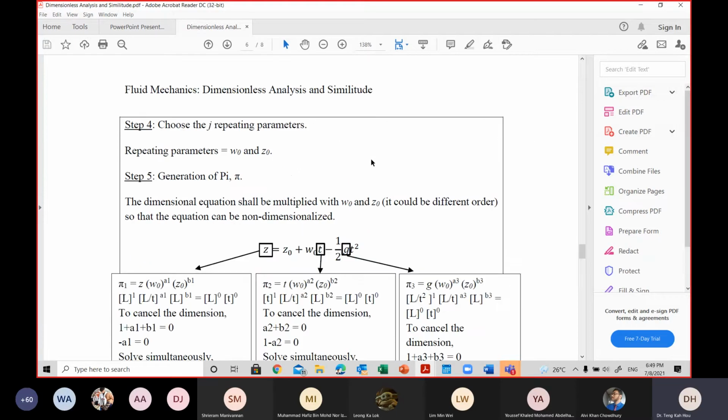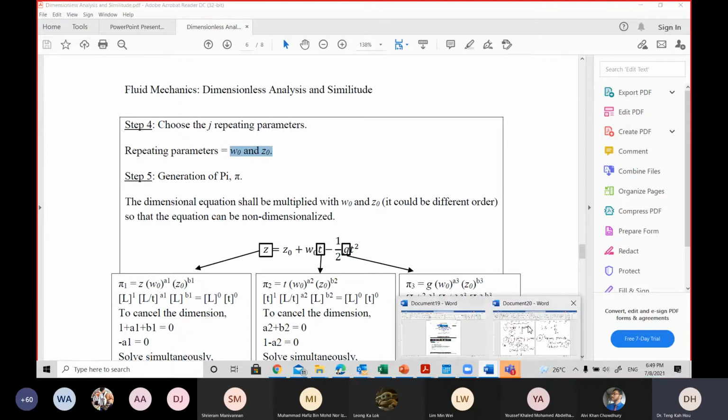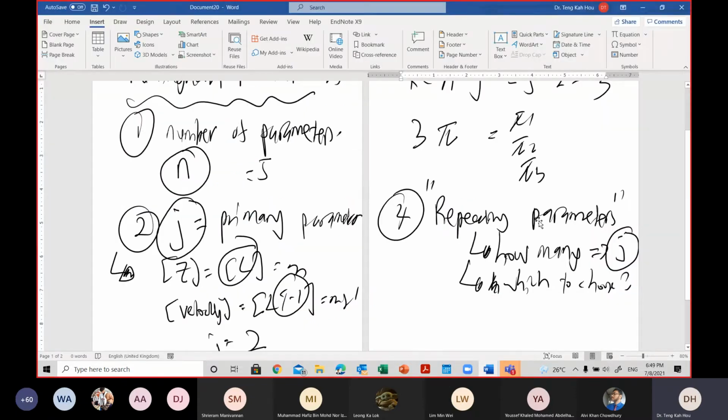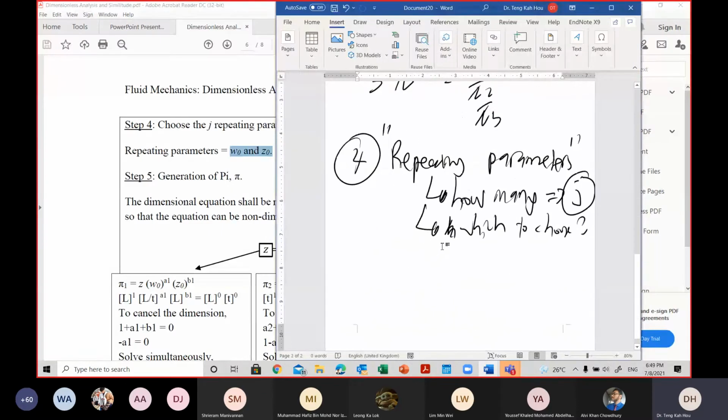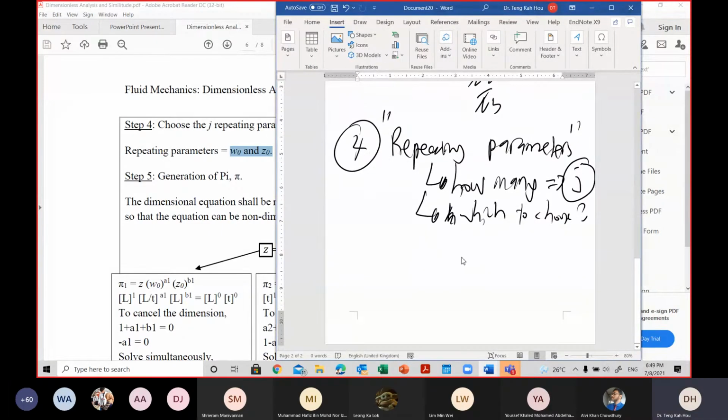Okay, but of course in your answer they choose the WO and ZO. So as I explained, don't worry if you choose a different one, because at the end your result will be similar. Okay, so choose the J value and choose the confirm repeating parameters. So which is your Z, and choose any of the simplest one. You can go for that.